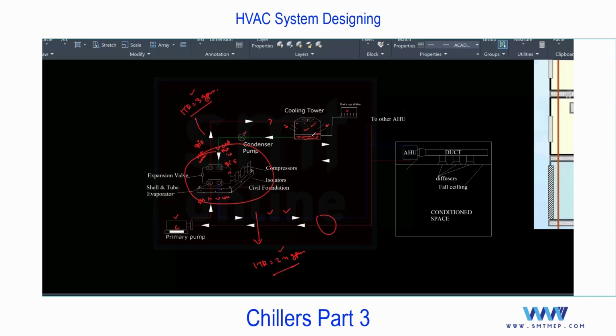If the outside temperature exceeds 40 degrees centigrade, again the efficiency will drop. That we'll discuss at the time of the difference between air cooled and water cooled in this chapter 5 only.